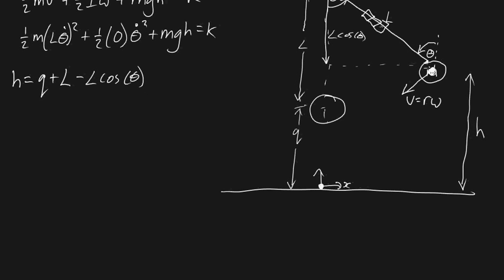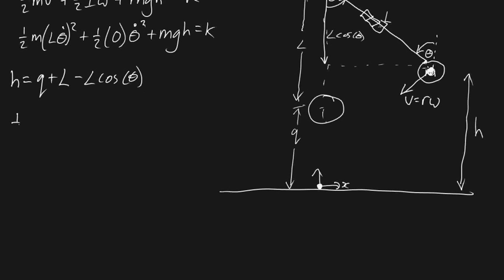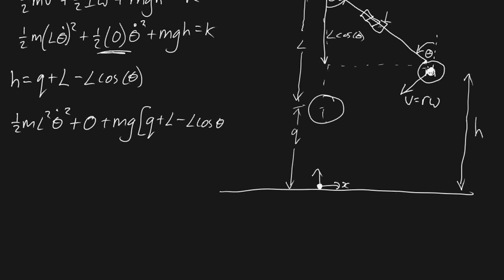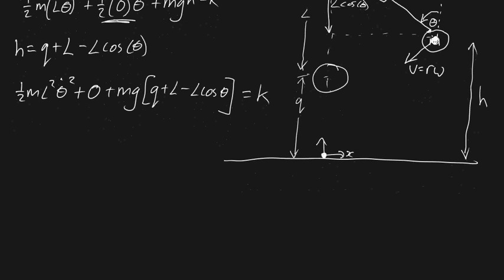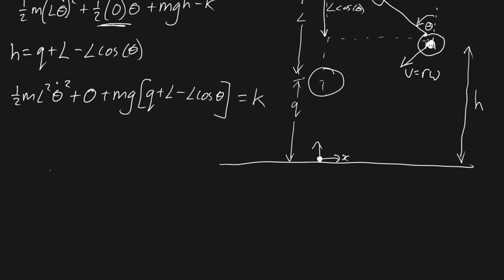Let's plug that into our equation, and we're left with a half ml squared theta dot squared plus, and remember this term goes to 0 right here, plus 0 plus mg, and what's h in this case? It's going to be some constant q plus L minus L cosine theta, and that's going to be equal to k. Alright, now we've done this a few times in previous videos, but let's just go ahead with it anyway.